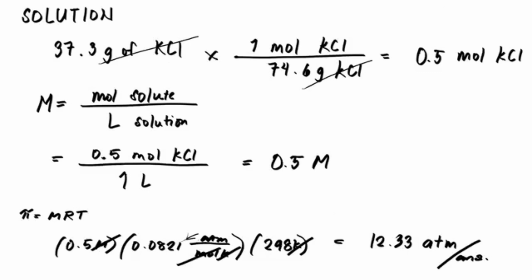So let's apply the equation for osmotic pressure. Pi is equal to M times R times T. So 0.5 moles per liter times 0.0821 liter atm over mole K times 298 Kelvin is equal to 12.33 atm.